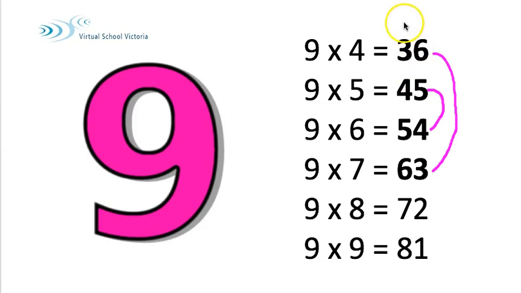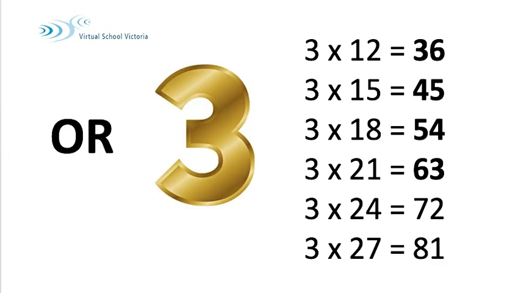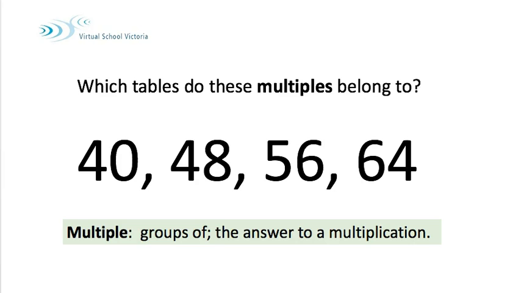Can you see the interesting reversal? 9 threes would be 27. And then that's 72. I like that pattern. That's one of my favourite thoughts. And of course, the 9 times tables are connected to the 3 times tables. And there's even more. Let's have a look what these belong to. I wonder if you can guess.